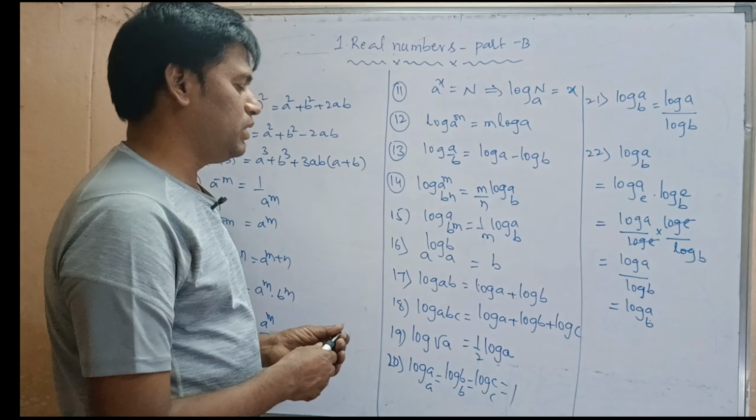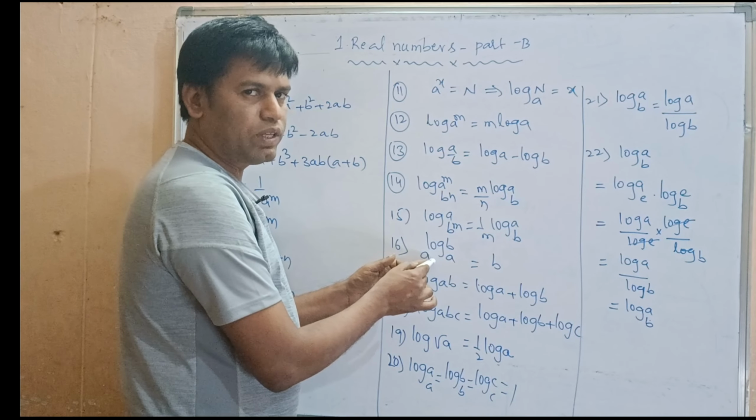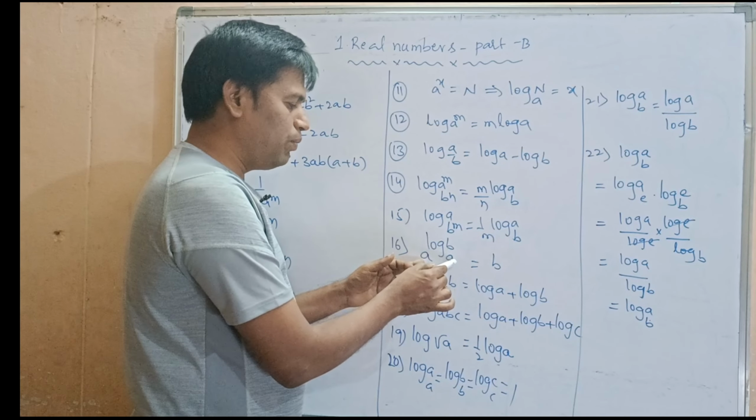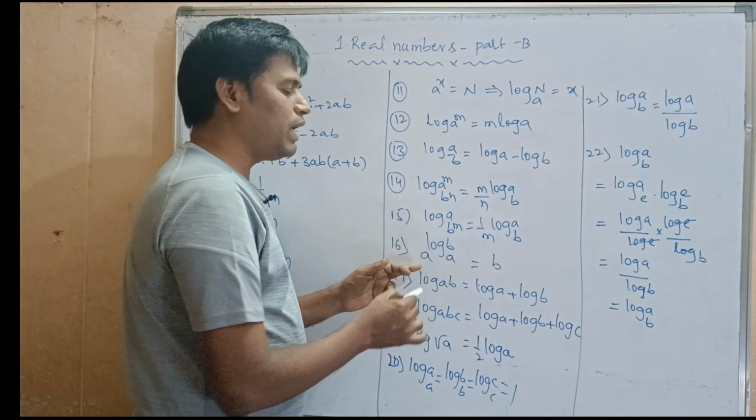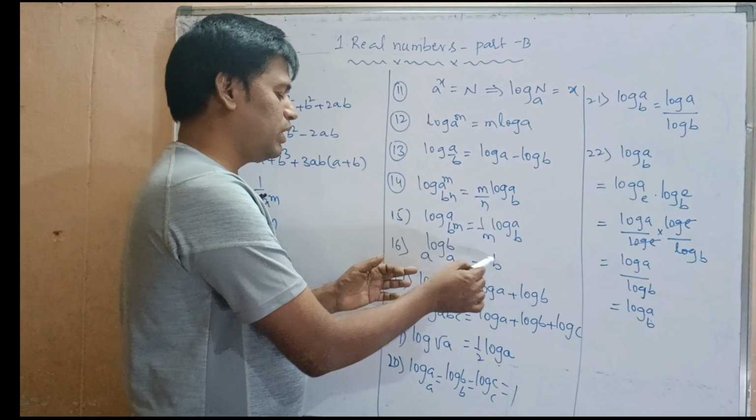Here also one concept is there. Here your base is equal to a, and in the logarithm also the base is equal to a. The total log acts as a power only. That's why a power of log b base a is equal to b.